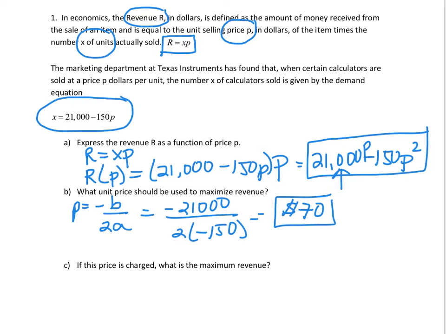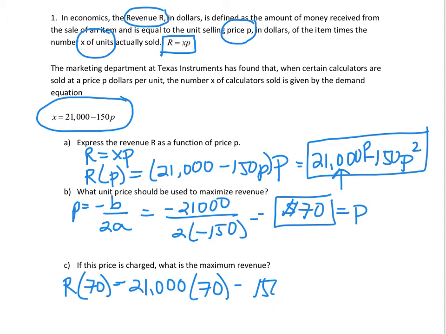Alright, and then part C says, if this price is charged, remember this $70 is the price, if this price is charged, what is the max revenue? So now we're going to go back to our revenue function as P, and we're going to plug in our 70. Alright, and then if I do all that, again, we'll need the calculator for a little help here. But let me write it out. Alright, crank that through the calculator, and I get this nice number of $735,000.